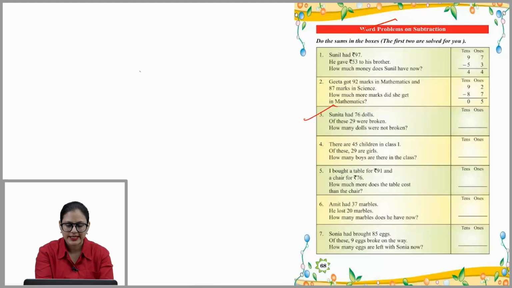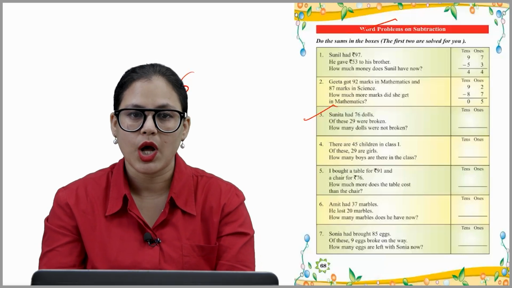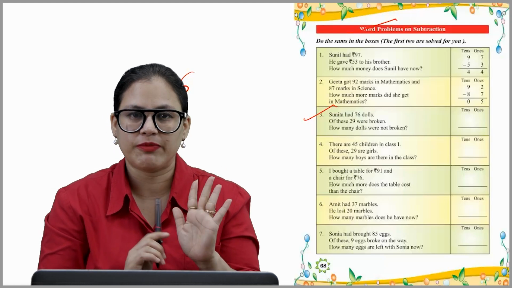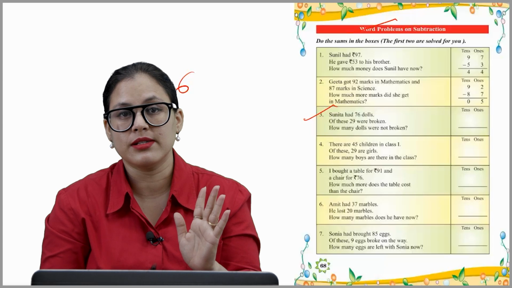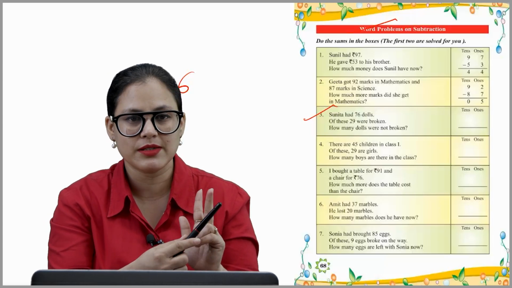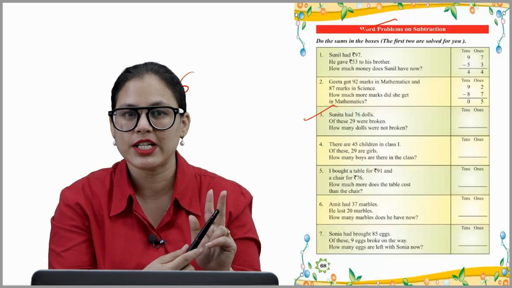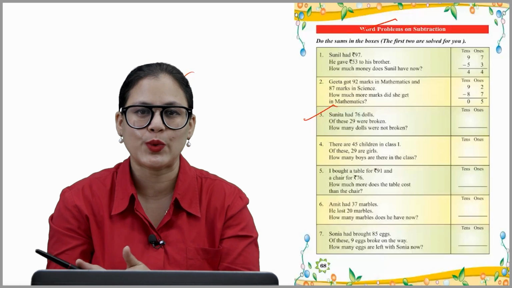Sunita had 76 dolls. Of these, 29 were broken. How many dolls were not broken? Okay, suppose you have 5 pencils, right? And out of them 2 pencils were broken. That means how many pencils were not broken? Of course 3. So how did we get 3? By subtracting 2 from 5. That is 5 minus 2 is 3.